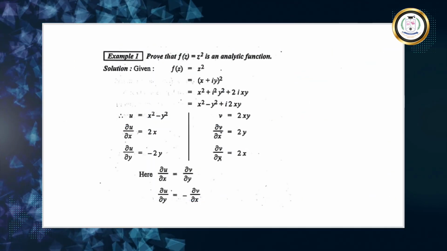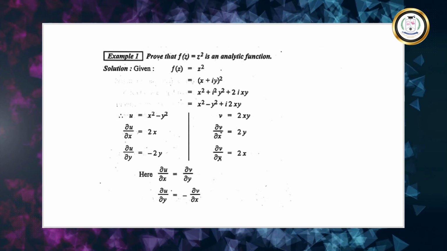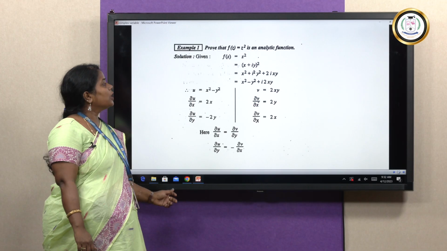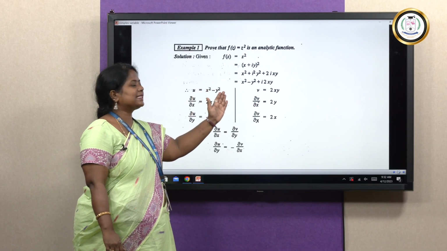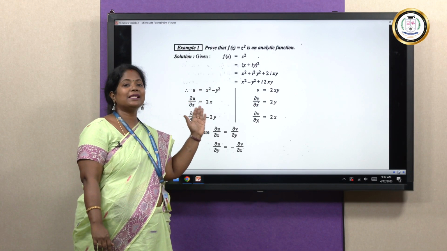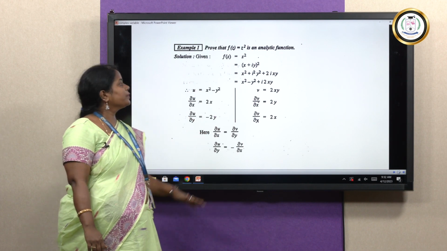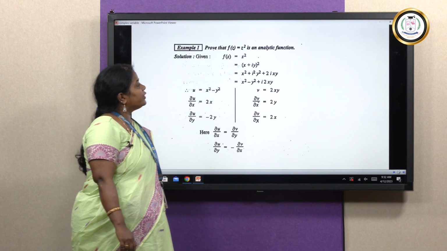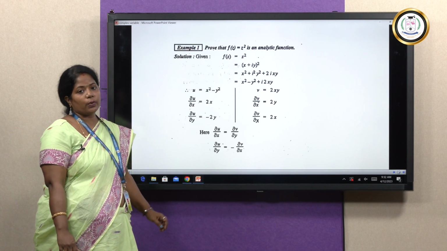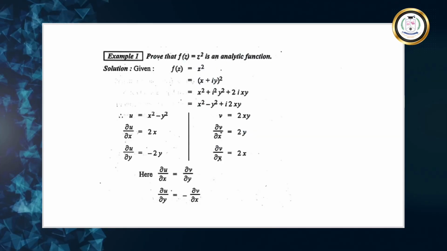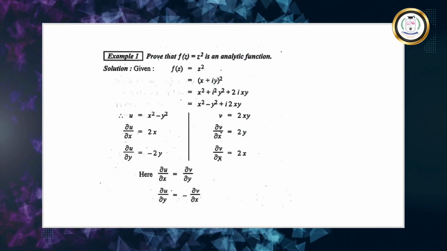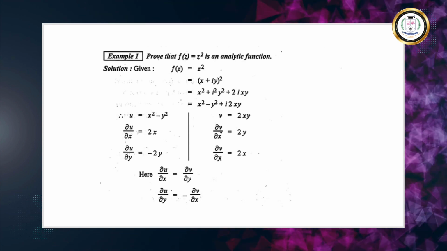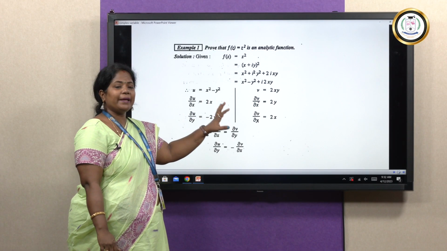Now we will check the analyticity of a function. The given function is f of z is equal to z square. Now what is z? z is equal to x plus iy. Substituting z is equal to x plus iy, we will get (x plus iy) the whole square. Now squaring it using (a plus b) the whole square, we will get x square minus y square plus 2ixy. Comparing the real and imaginary parts.